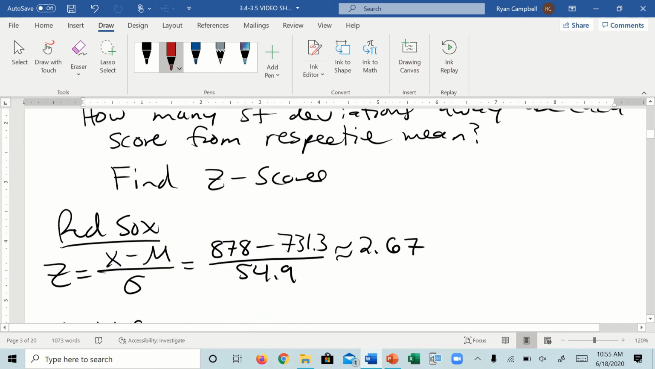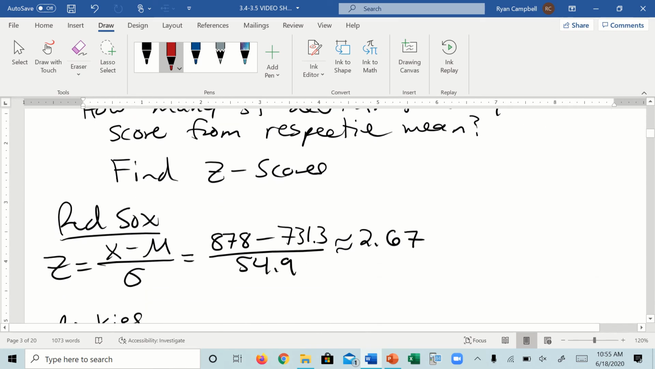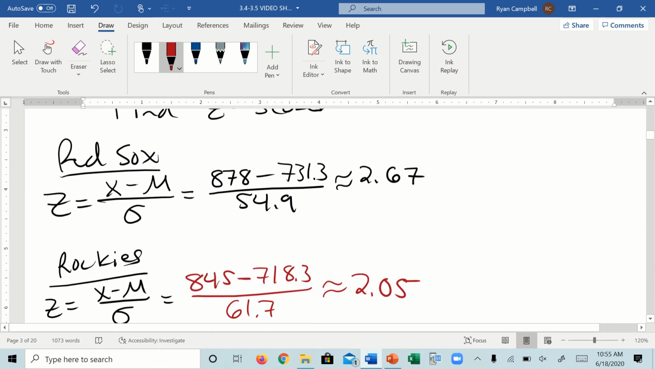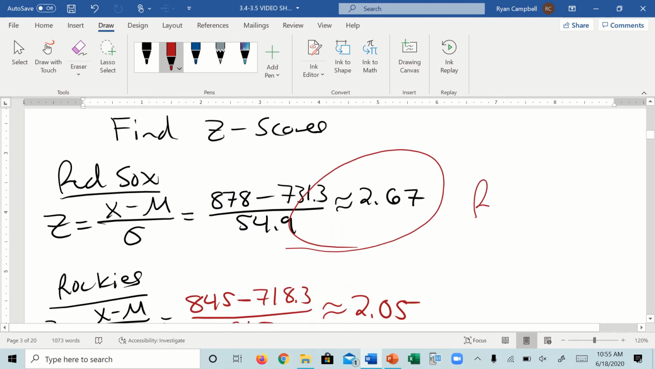So in this case, the people who had the better run-producing season is the one that has the higher z-score, right? It's the one that's further away from the mean in this case. So that would be the Red Sox, right? Red Sox have the higher one, and that's what you want in this case. So the Red Sox did better. All right.